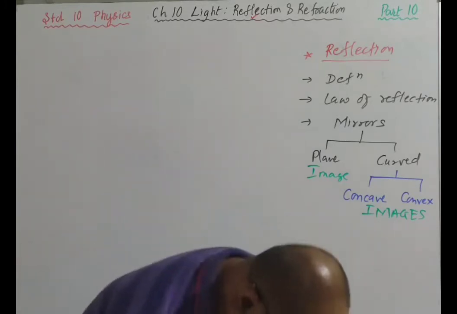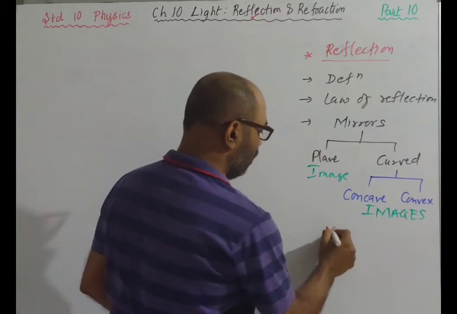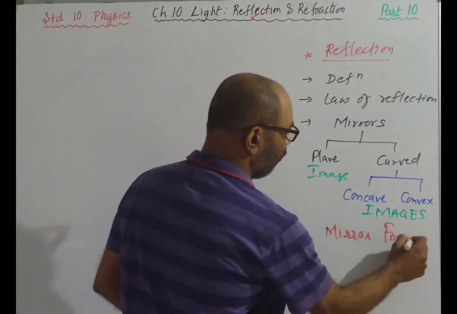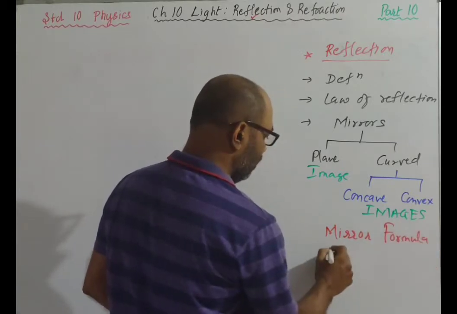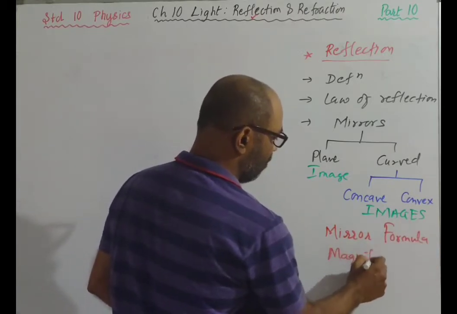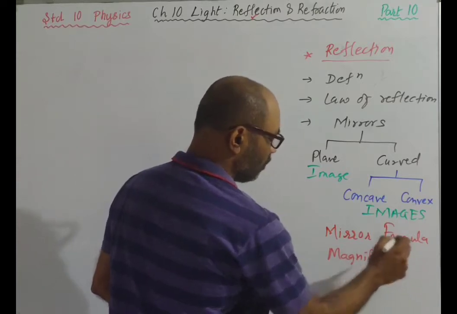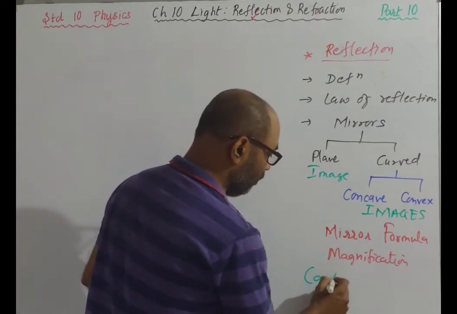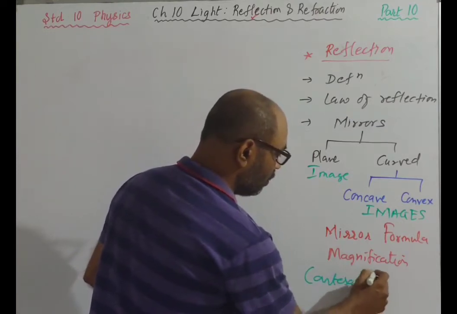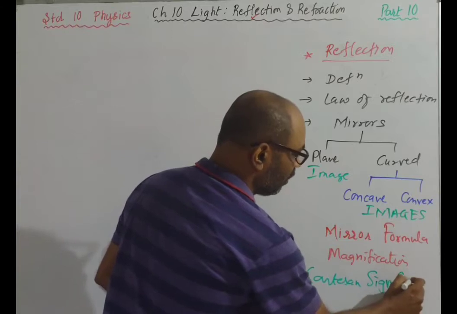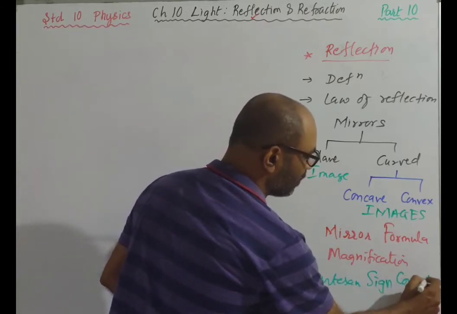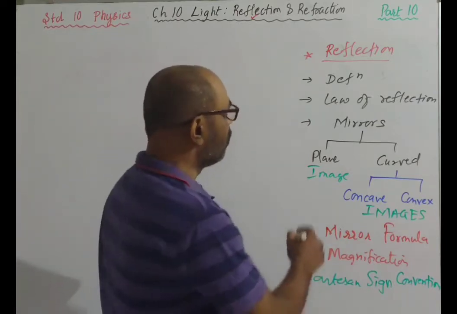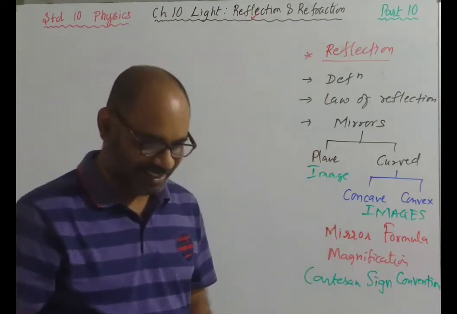Then what we learned? Yes, we learned about the mirror formula and magnification. Of course, we also learned one thing: Cartesian sign convention for mirrors, correct? So all these things we learnt in reflection.